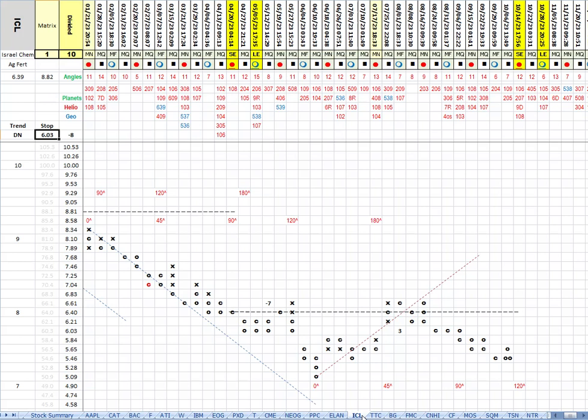ICL, Israel Chemical, an ag fertilizer company. Again, a lackluster rally. It had 7, 8, 9, 10, 11 moon periods down off the high, excluding these little pops. 120 was that high, 180 was this low, just a dud. 45 was a high, 90 was nothing. So the 120, which comes up on the solar, makes sense. So I'd be watching these.